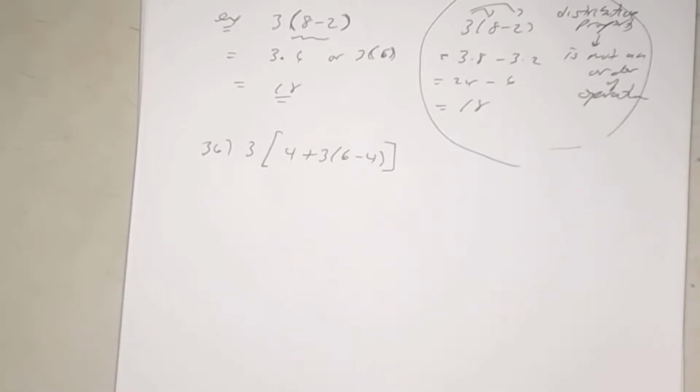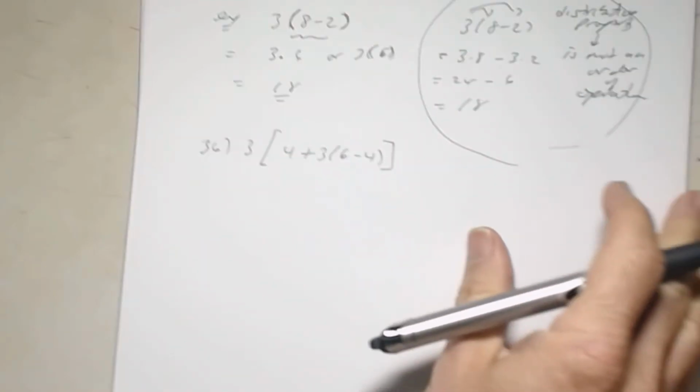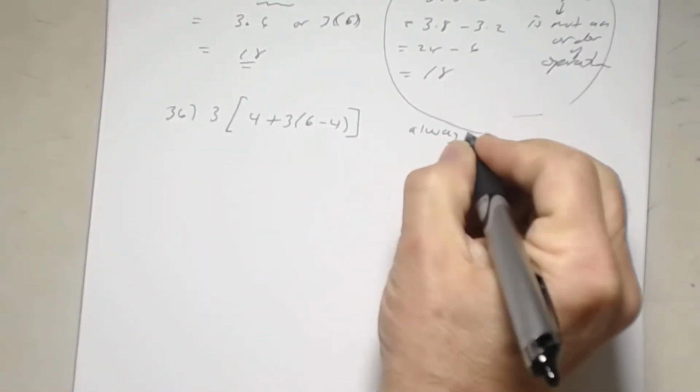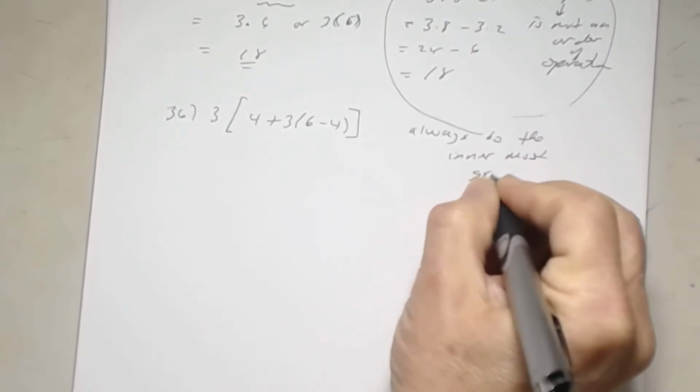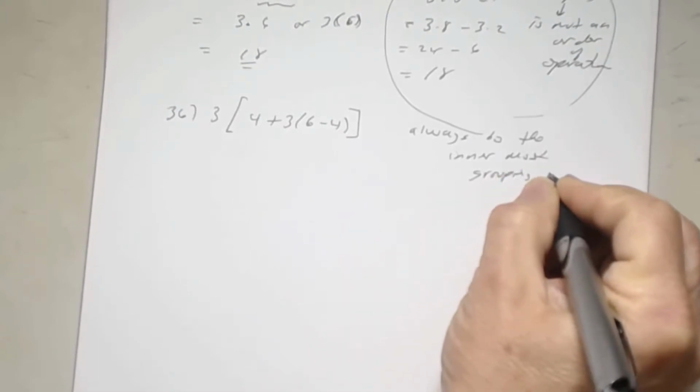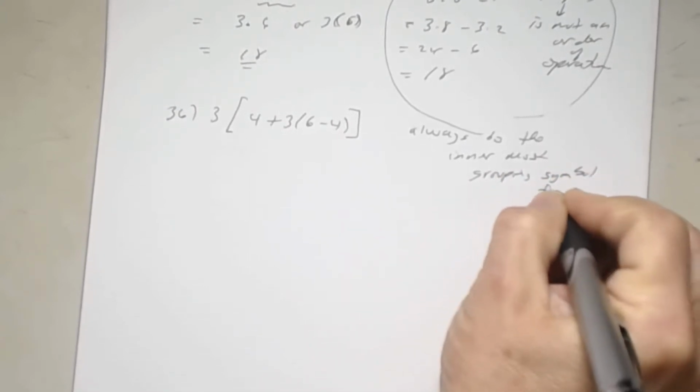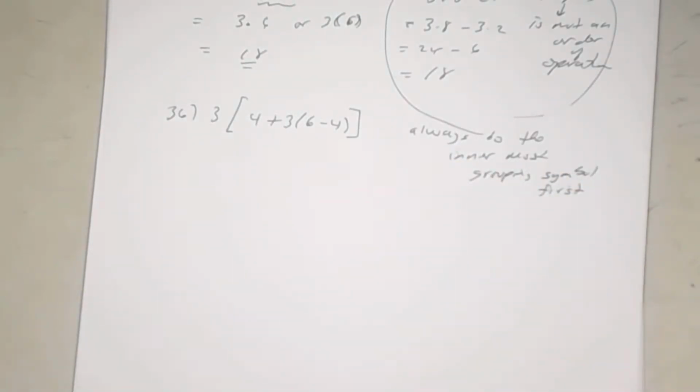The innermost grouping symbol. Always do the innermost grouping symbol first. So the grouping symbol on the outside is the brackets, right? The grouping symbol on the inside is the parentheses. Now, this is not that bad because there's only one operation inside that parentheses. What's that operation? So what operation should you do first? Subtraction. Now, remember, one step at a time, right?